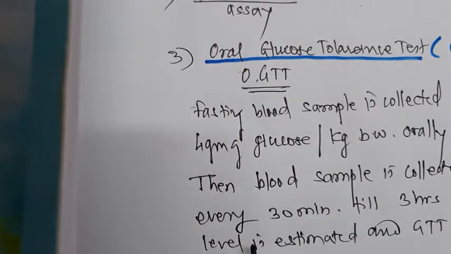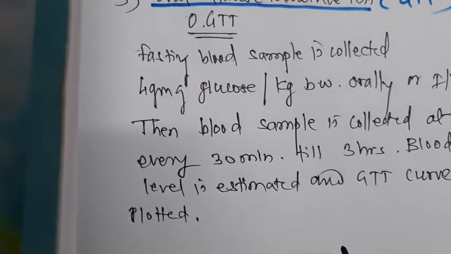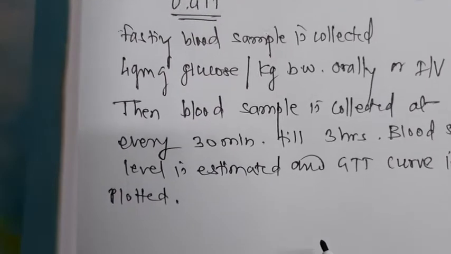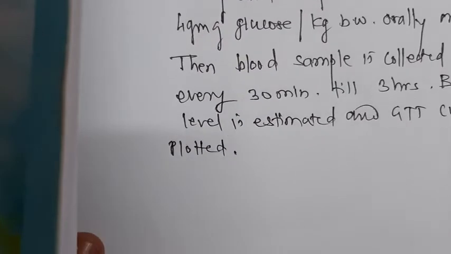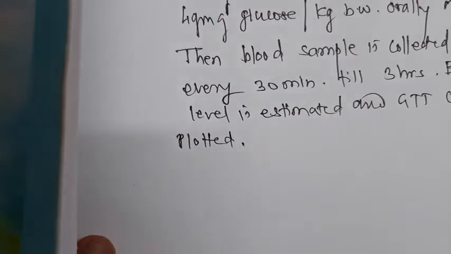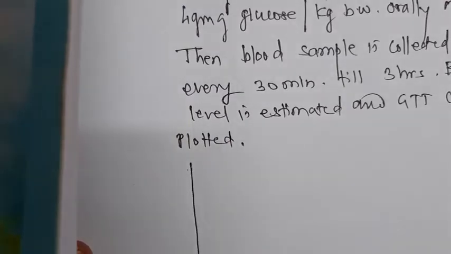This is a very important test to find out the tolerance of glucose by a particular animal after giving it orally or intravenously. So how does the curve look? When you plot a curve, I will plot the normal curve here.